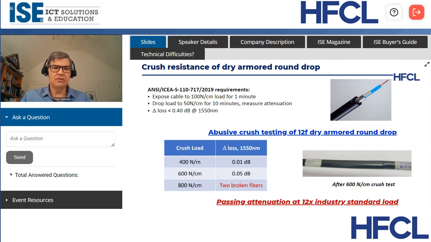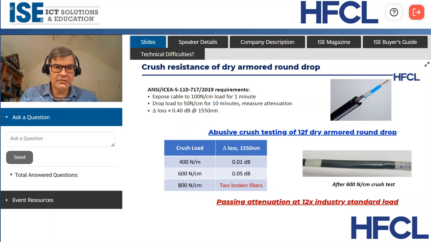One thing we did to try to illustrate how tough these cables are is I went to the folks in the lab and said, let's test some of these to failure. Let's really destroy them and compare what the standards say to what these cables are capable of doing. So we did abusive tests to failure of the crush resistance and impact resistance of typical buried drops. The first one we did was the dry armored round drop.